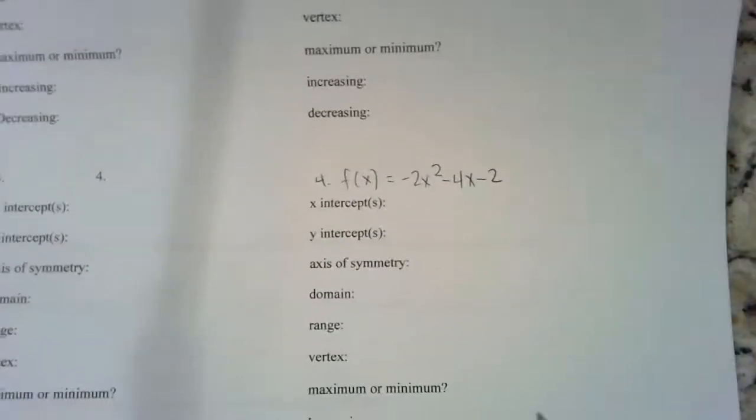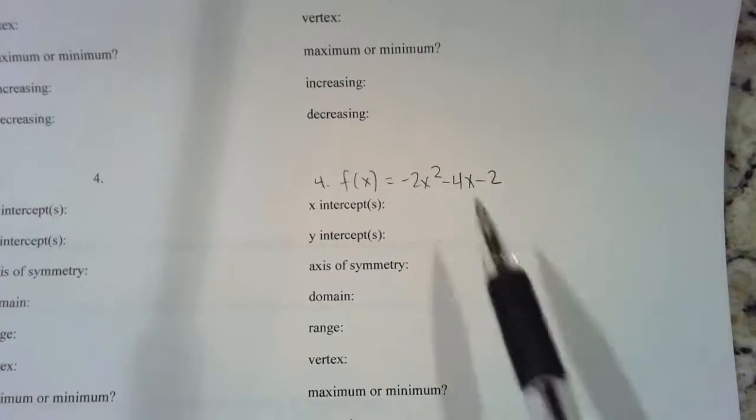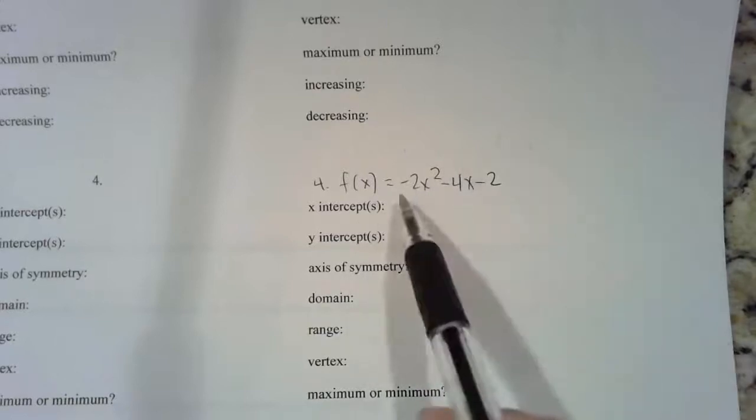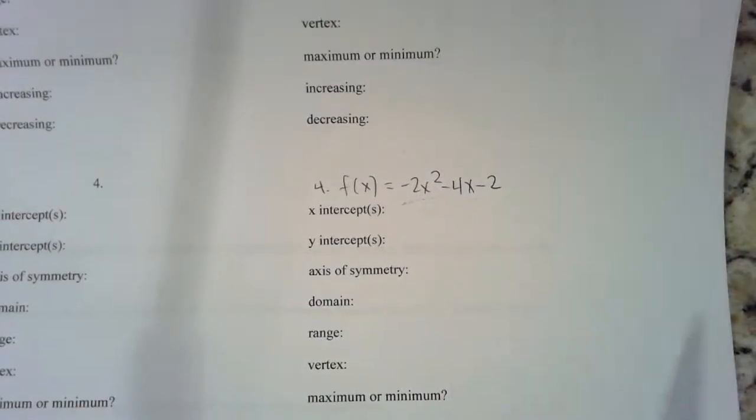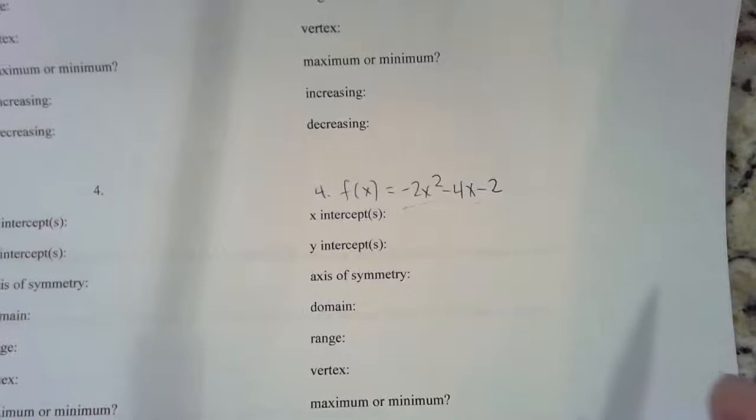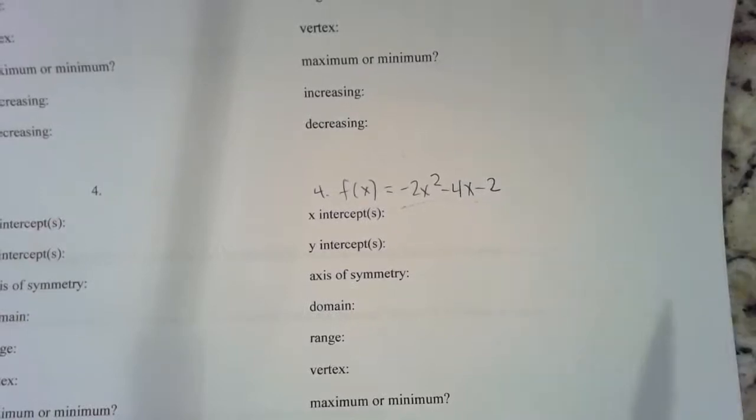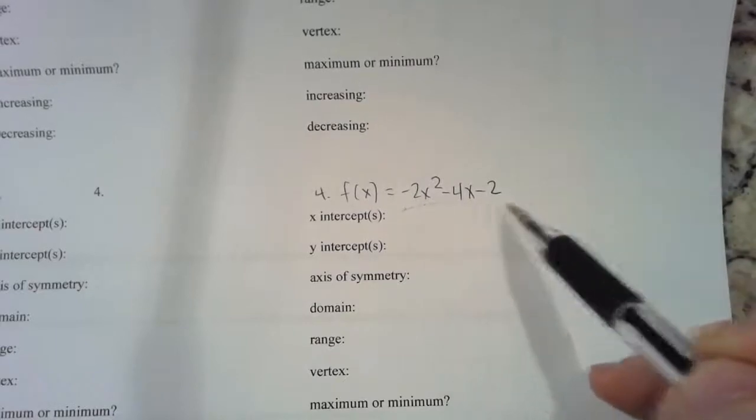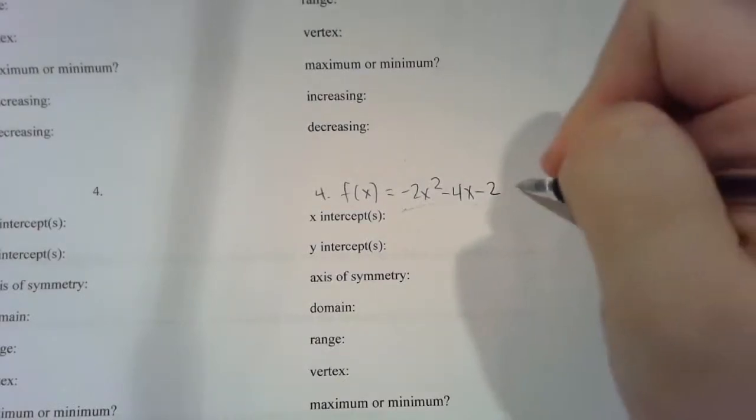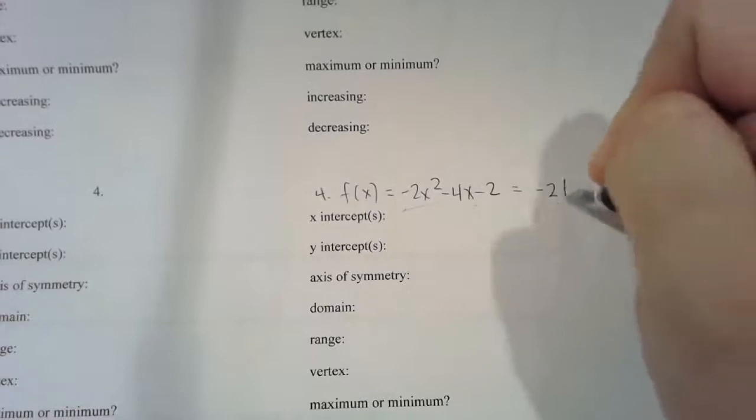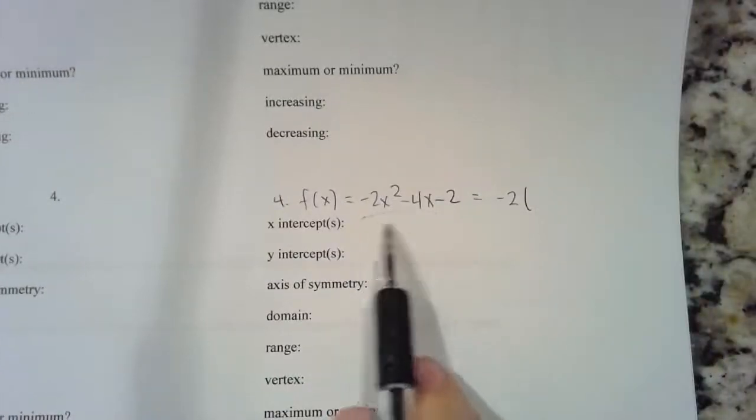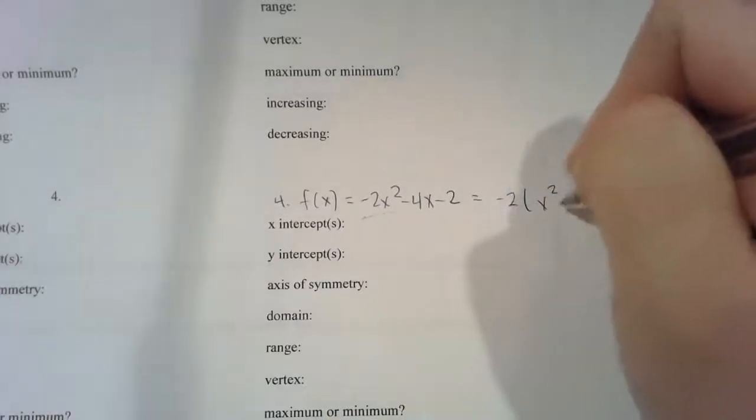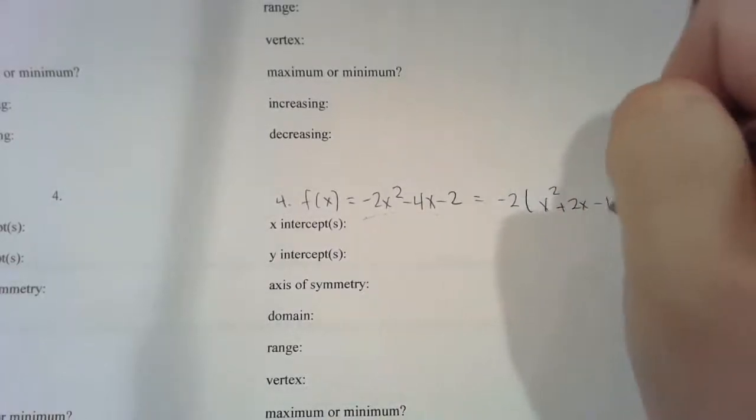Okay, the very first thing I do, you can do this a lot of different ways. If I want to find the x-intercepts, I have to factor this. This has to be in factored form, and the very first thing you do to put it in factored form is pull out a GCF. So I notice that there is a -2 that will go into each of those terms. So when I pull out the -2, I'm left with x squared plus 2x minus 1.